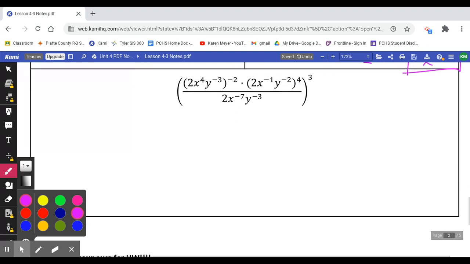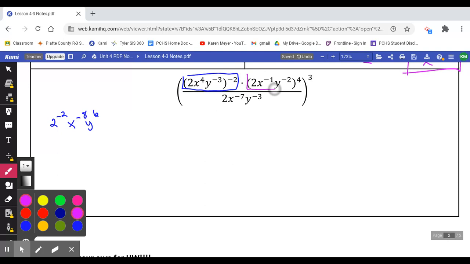Oh, and then we save the best for last. Look at this one. We're going to feel like masters after we conquer this one. So let's start with our first parentheses that has a power on the outside. So remember, power to a power, you multiply. So that's going to be 2 to the negative second, x to the negative eighth, y to the sixth.